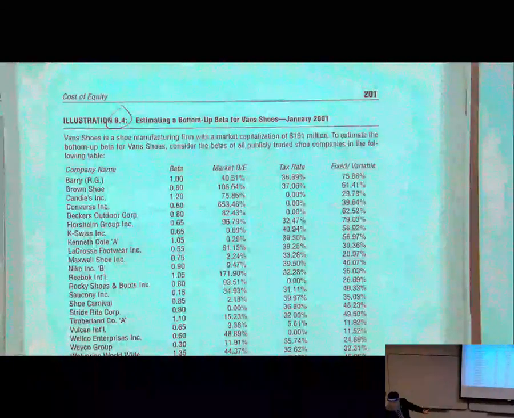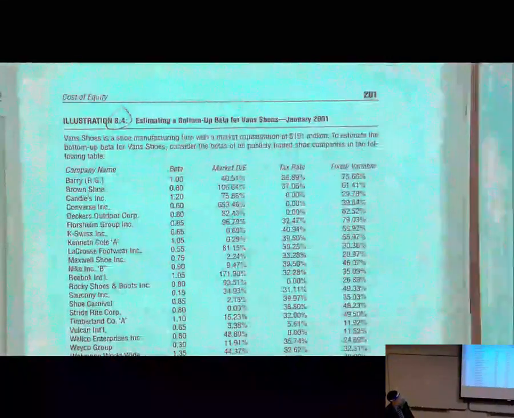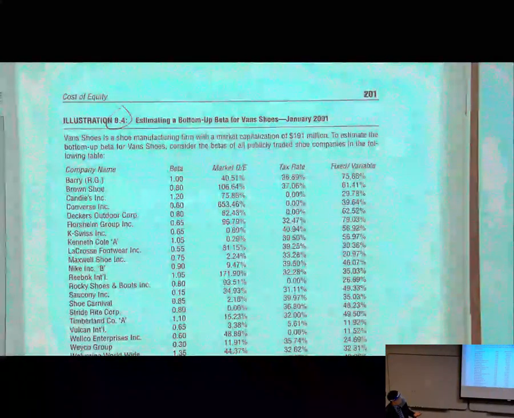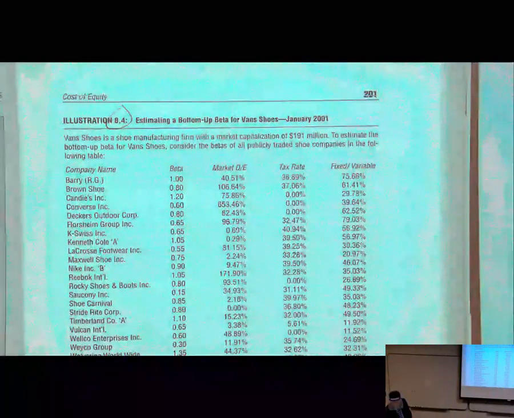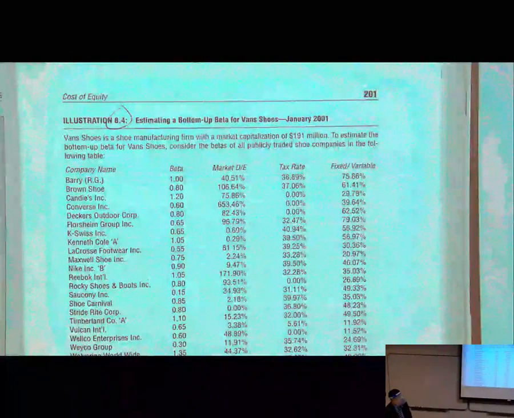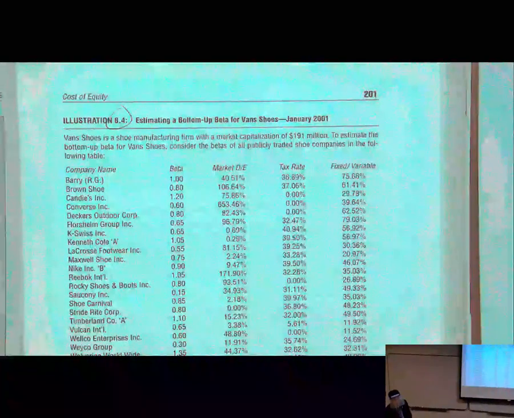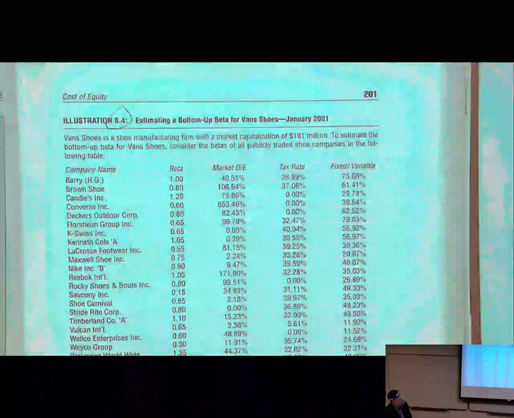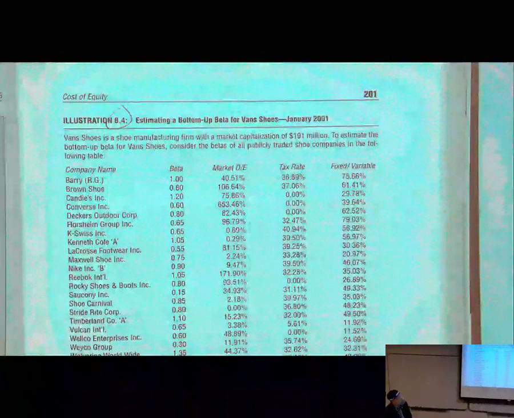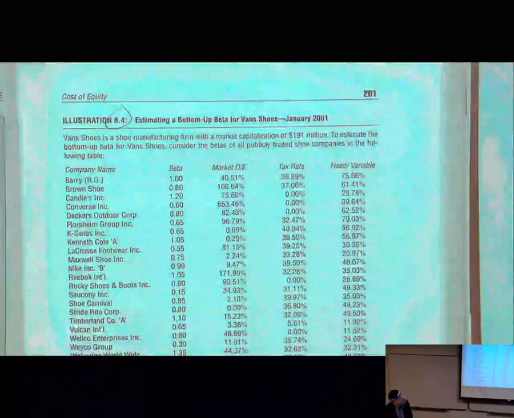But no problem. Let's take a look at a fundamental or build-up approach to see how we can estimate beta for a company like that. So the first step is to find Van Shoes' competitors that are tradable on the market. You find a benchmark, not just one, many of those, 10, 20, you name it. And actually we have a couple dozen of those companies here.